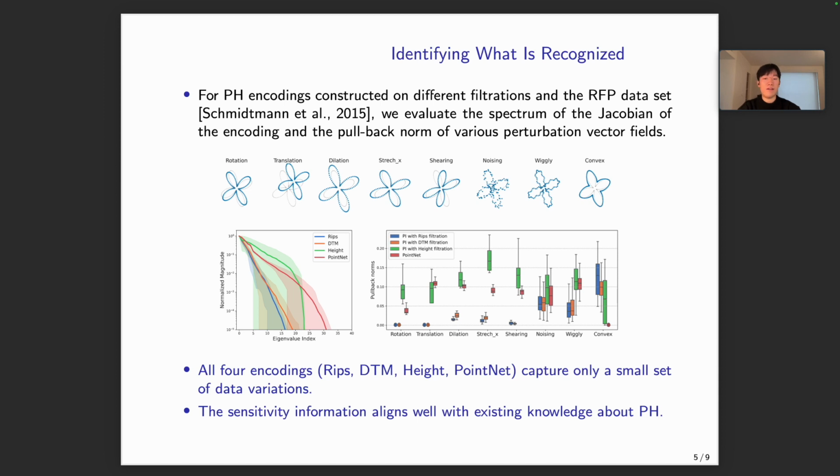Then we evaluate the average pullback norm of 8 types of perturbation vector fields for these 4 encodings, and we observe that the information obtained by pullback norms aligns well with the existing understanding of persistent homology. For example, the PH encoding constructed on Vietoris-Rips filtration and DTM filtration would completely ignore information about rotation and translation. And in contrast, the PH encoding on height filtration can clearly recognize Euclidean motion. These observations are consistent with how these filtrations are designed.